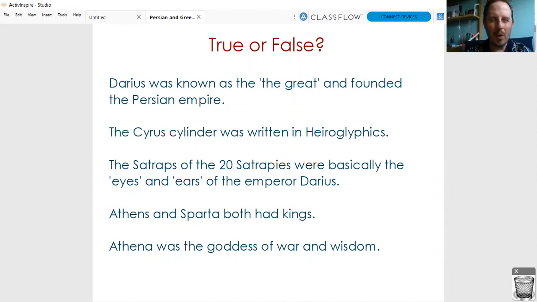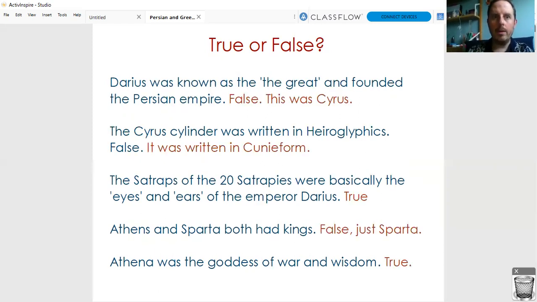True or false? Have a little read through, make a decision, discuss with someone if someone's around, or just talk to yourself again. It's okay. All right, have a think. When you're ready, we'll look at the answers. You ready? Here we go.